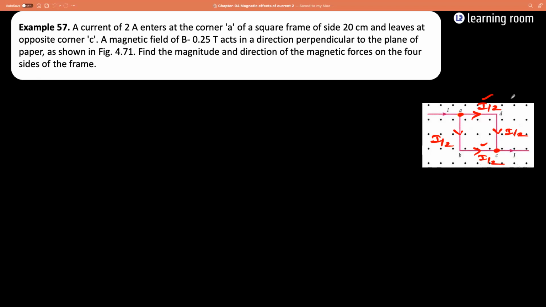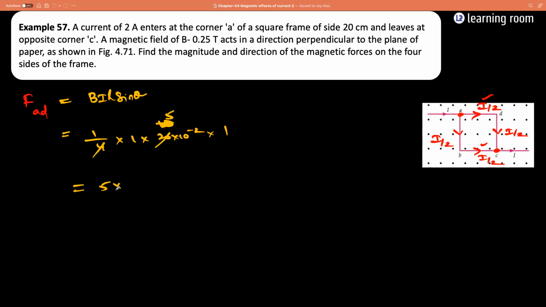What is the answer, guys? Force on the conductor AD, how much is it going to be? Why am I not having a response? BIL sine theta. What is the value of B? 0.25, which is 1/4, into I, which is 1, into L, which is 20 into 10 power minus 2, into sine theta, which is 1. Cancel this. So it will be 5 into 10 power minus 2 Newton. That will be the force on each conductor.